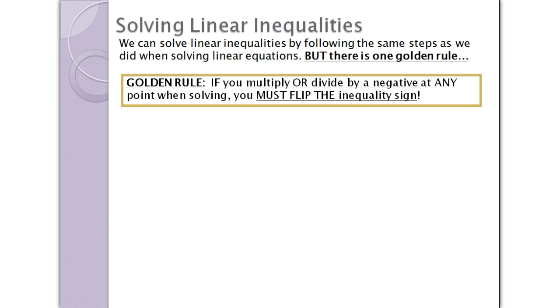It's a huge rule. If you are solving a linear inequality and you multiply or divide by a negative at any point when solving, you must flip the inequality sign. Okay? So if you have a less than symbol, it'll be flipped to a greater than symbol. If you have a greater than or equal to symbol, it'll be flipped to a less than or equal to symbol.